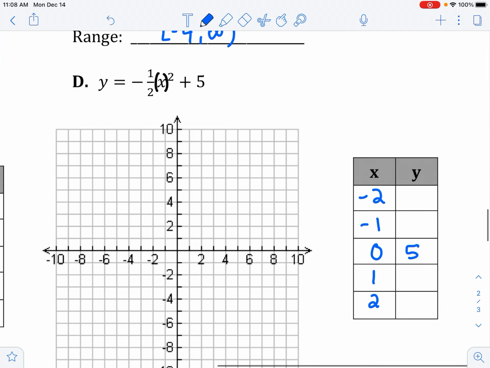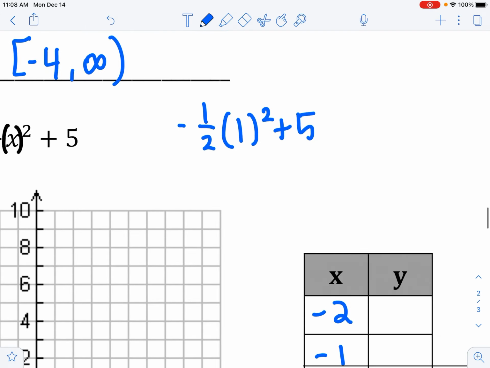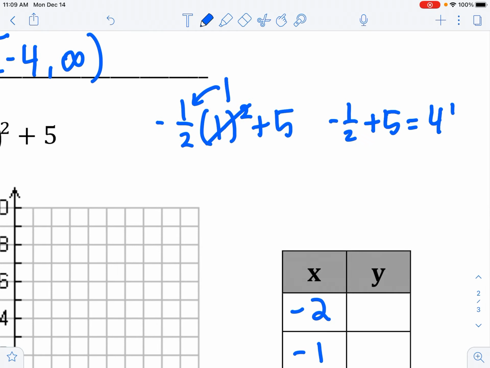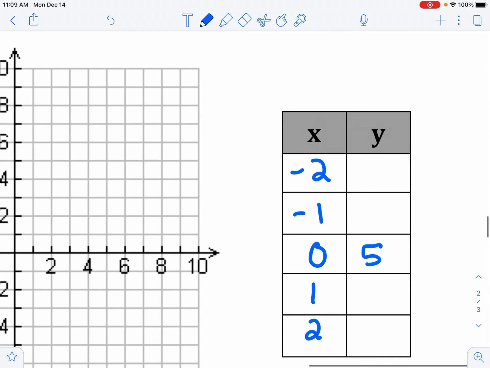All right, plugging in 1, I have -1/2. I have to plug in 1, square it, and add 5. When I plug in 1, I get 1. Okay, so now let's see what this is. 1 squared is 1. 1 times -1/2 is -1/2, and then I have to add 5, which is 4.5. So (1, 4.5) and (-1, 4.5).